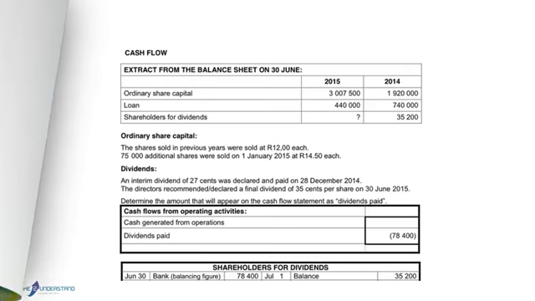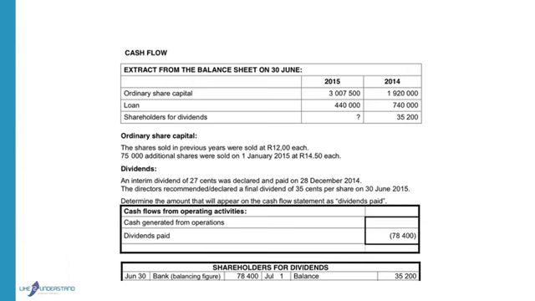Good morning. We will pay attention to the outflow of money as a result of dividends paid. In the balance sheet, they show us the total ordinary share capital in 2014 increased to 2015. So that tells us immediately that additional shares were sold during the current year.